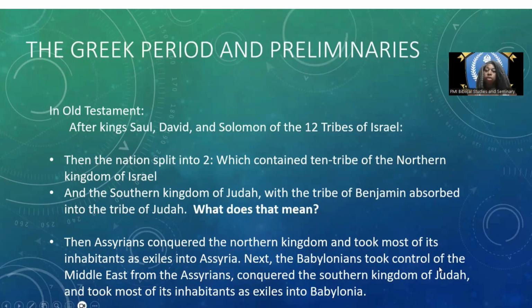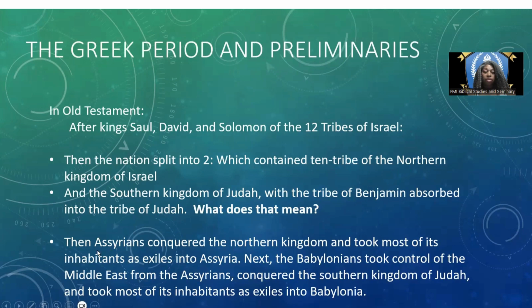And we know they merged into one while they were in captivity, right? Because sometimes you tend to lose your identity. And we know that Benjamin was probably one of the smaller tribes because it was the youngest tribe.